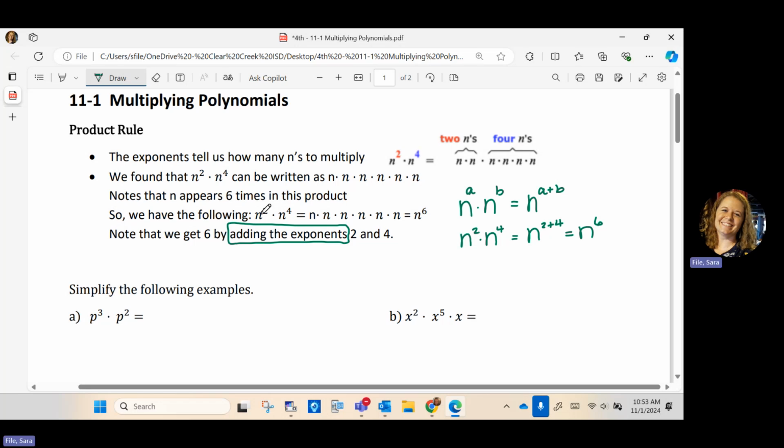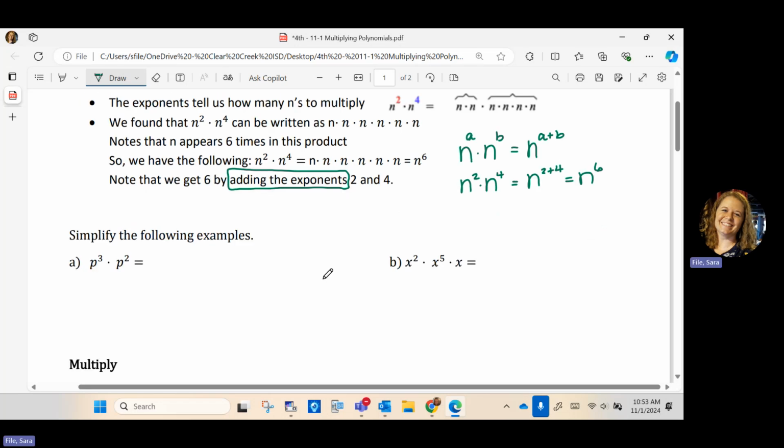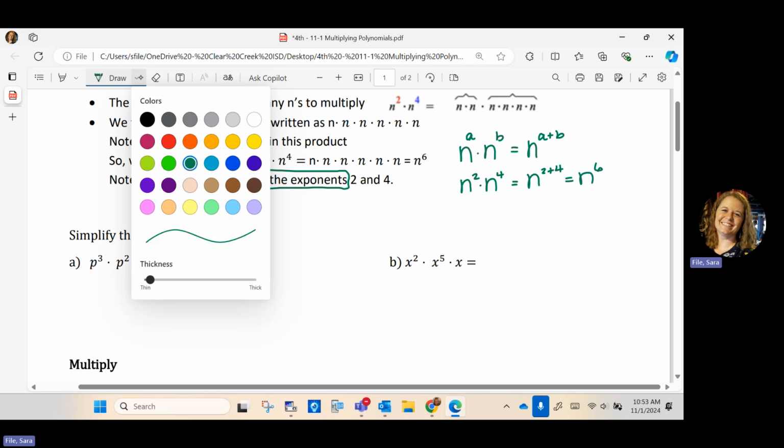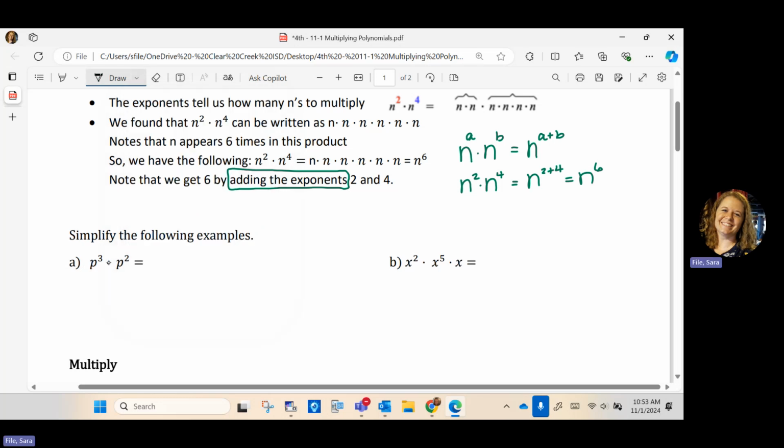Let's try and apply that real quick, make sure we've got that down. If I have p to the 3rd power, so p cubed times p squared, that means I'm going to add the 3 and the 2, because they have a common base, they're both base p, so that is p to the 5th.